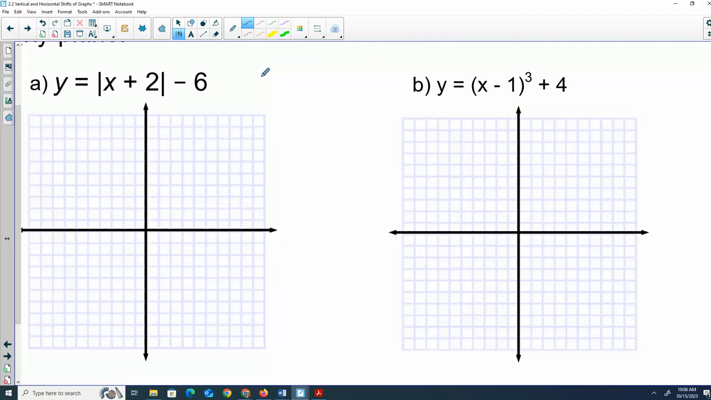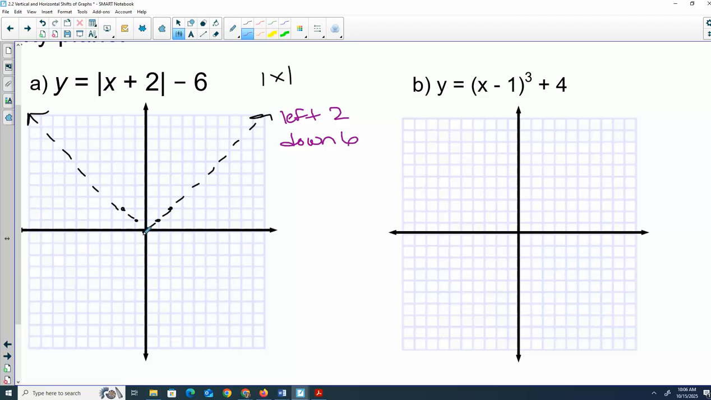What's my parent function here? Absolute value. That's 0, 0, 1, 1, 2, 2, and negative 1, 1, negative 2, 2. It's just my V. How is this graph being moved? Plus 2 inside. So I take each point left and down.